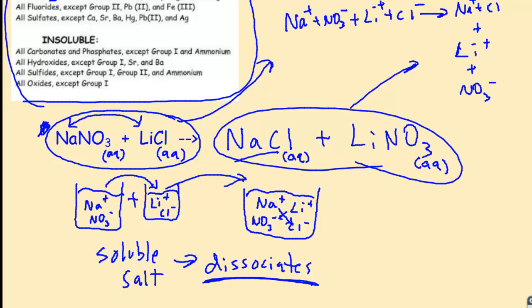A spectator ion is an ion that stays the same on both sides. So we have Na+ and Na+, NO3- and NO3-, Li+ and Li+, and Cl- and Cl-. You can see all of the ions in this reaction are considered spectator ions, meaning they do not do anything in the reaction. They start in one form and they end up in exactly the same form. Now, how are you able to predict this? This is really the introduction to it.